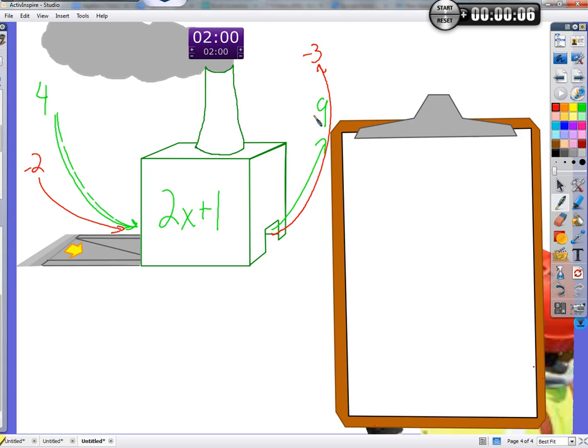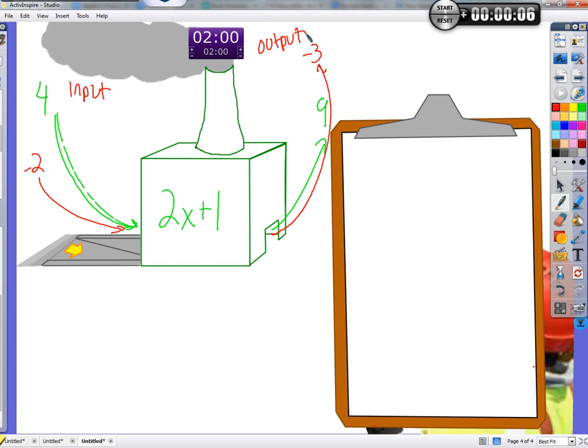Well, I'm not asking how do we turn 4 into 9. All I'm trying to record is that it happened. That 4 went into this function and 9 came out. How do I show that the 4 and the 9 are related? That 4 is the input, right? That's an official math word, and that 9 was the output for 4.